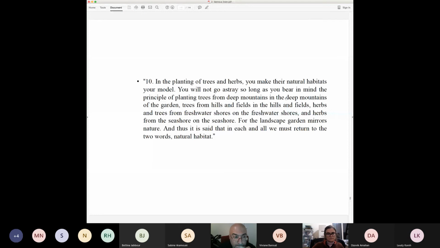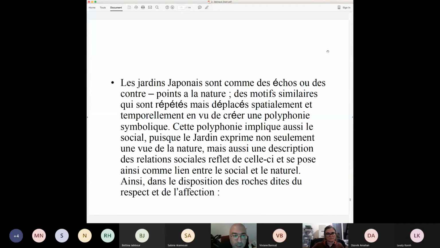Think of that. In that sense, Japanese gardens are like echoes, counterpoints to nature. Similar motifs that are repeated but displaced spatially and temporally in order to create what we might describe as a polyphony, a symbolic polyphony.